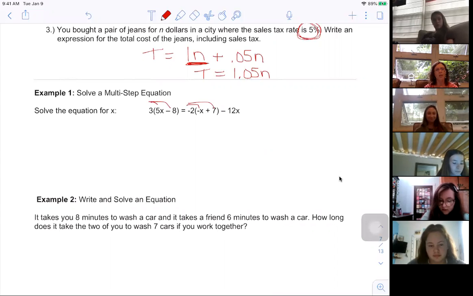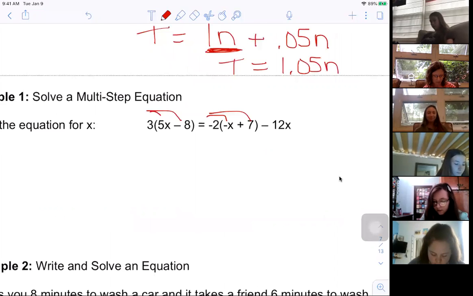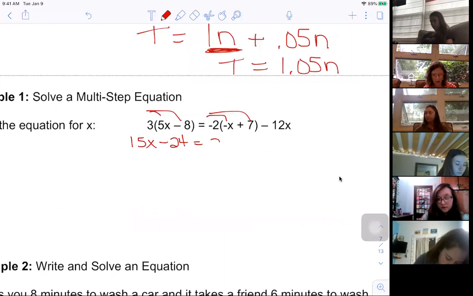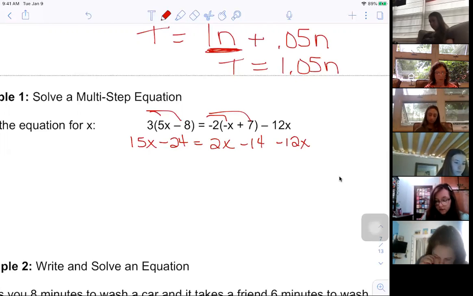All right, so she said distribute the 3 and the -2. So let's do that part here. Careful with those negative signs. It's a positive 2x and a negative 14. All right, so cleaning up the right side here, I have a negative 10x and a negative 14.